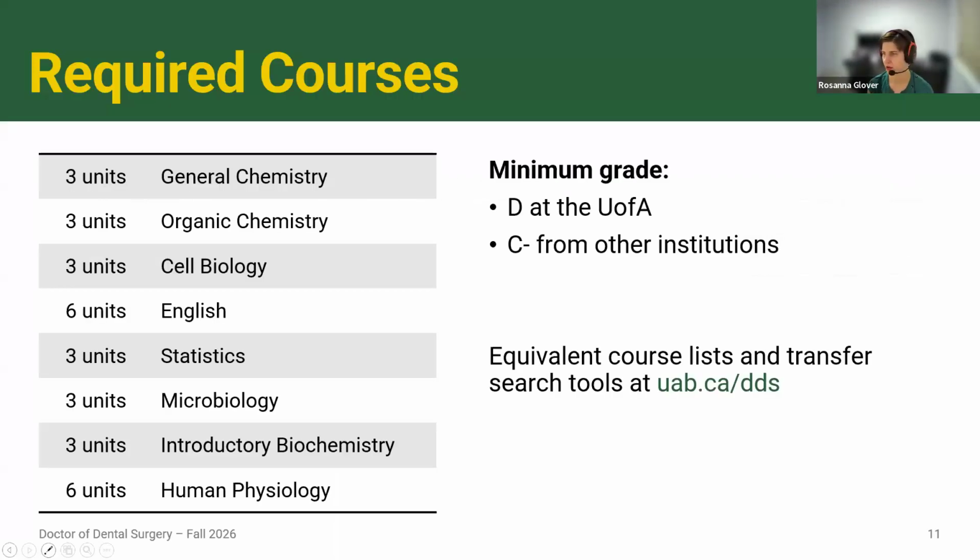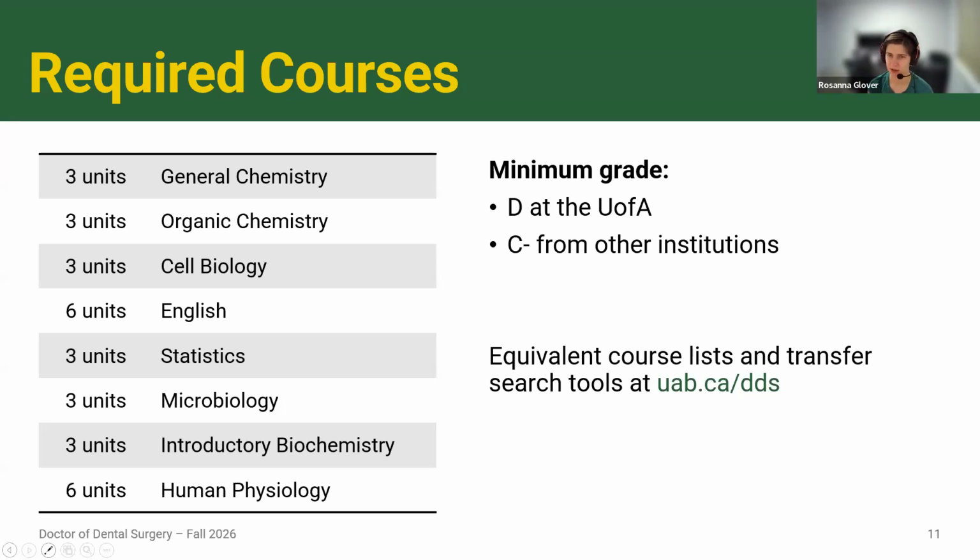As for required courses, we have a list of them here. It hits things like chemistry, biology, English and stats. Anything that says 6 units next to it is either two courses or a year-long course. At the U of A, you'll typically see two courses for English, but we offer human physiology, which is a year-long course. So that's what that would mean.